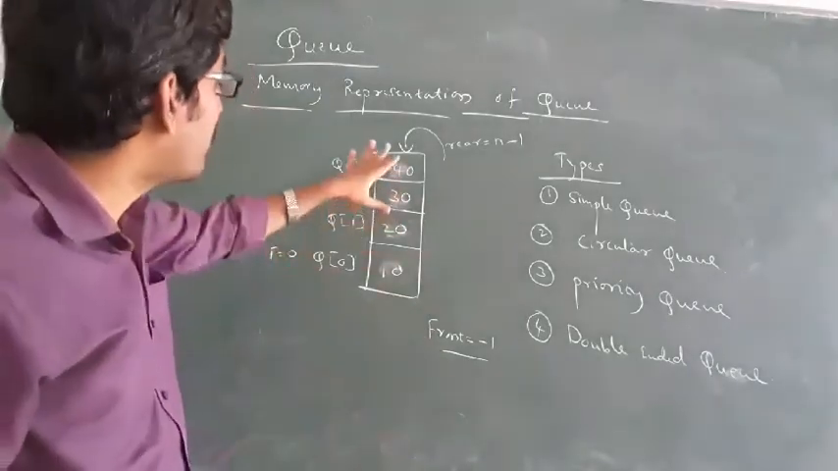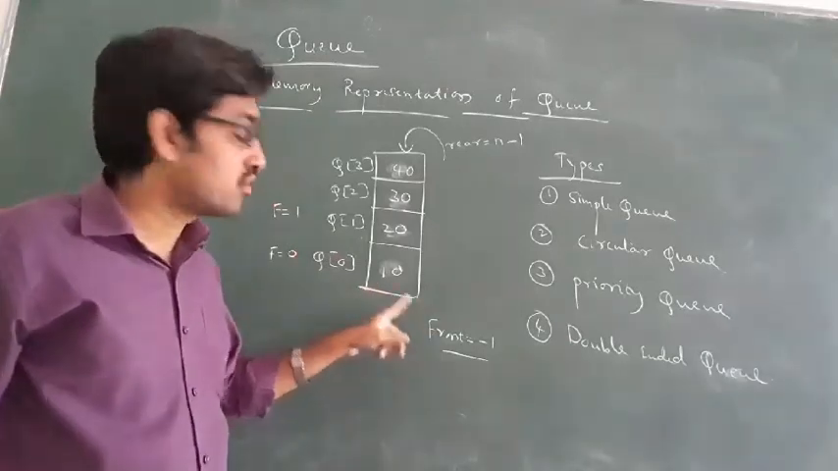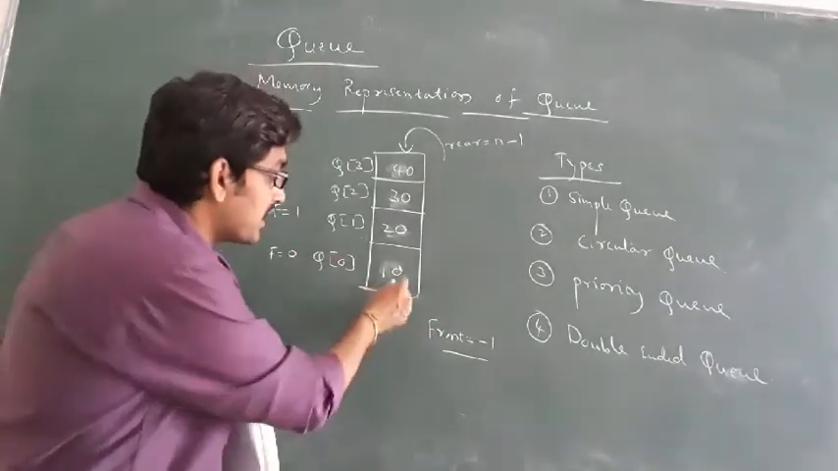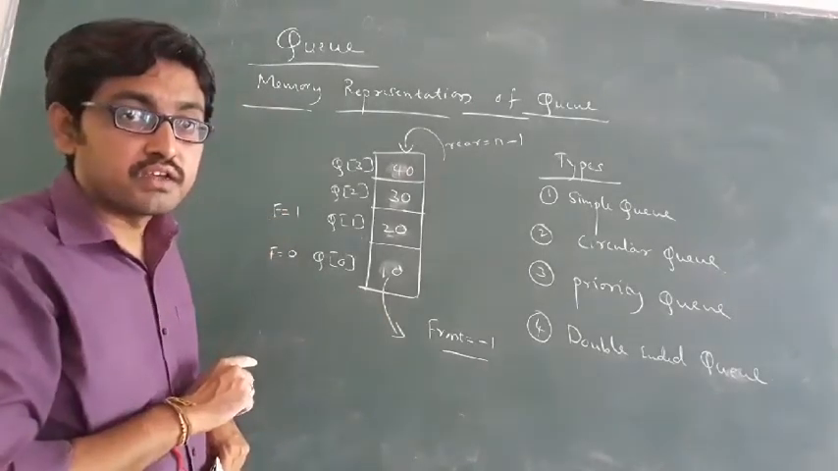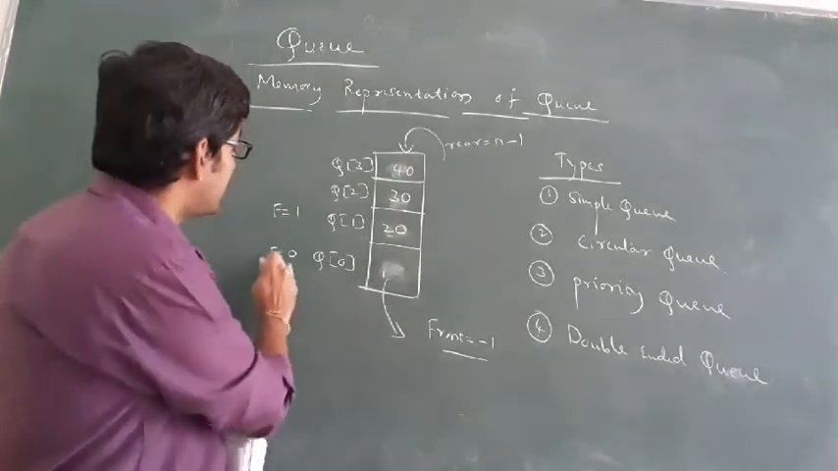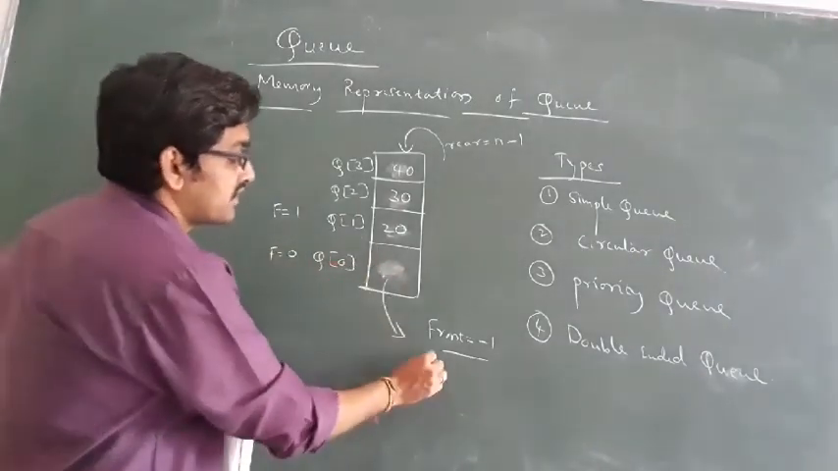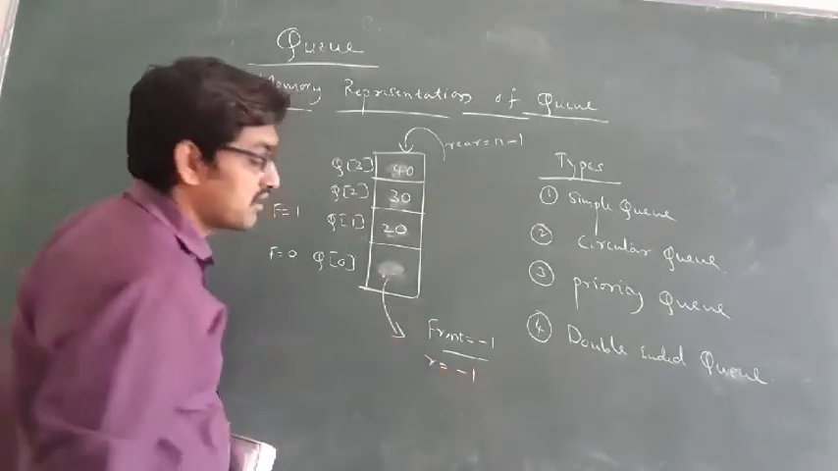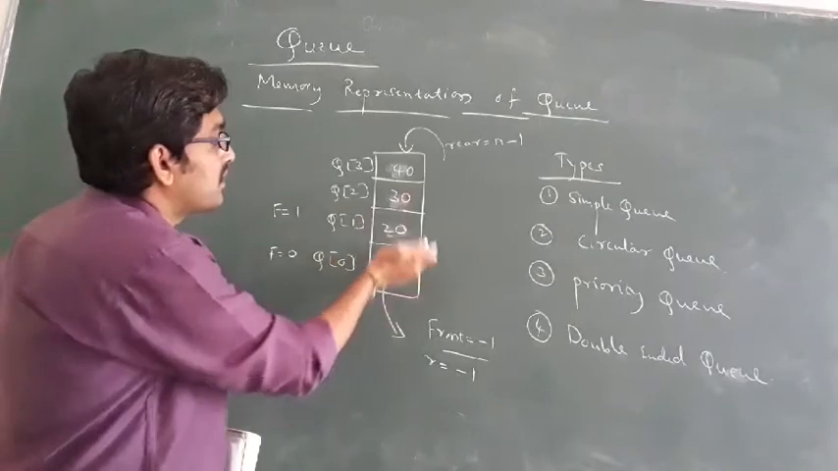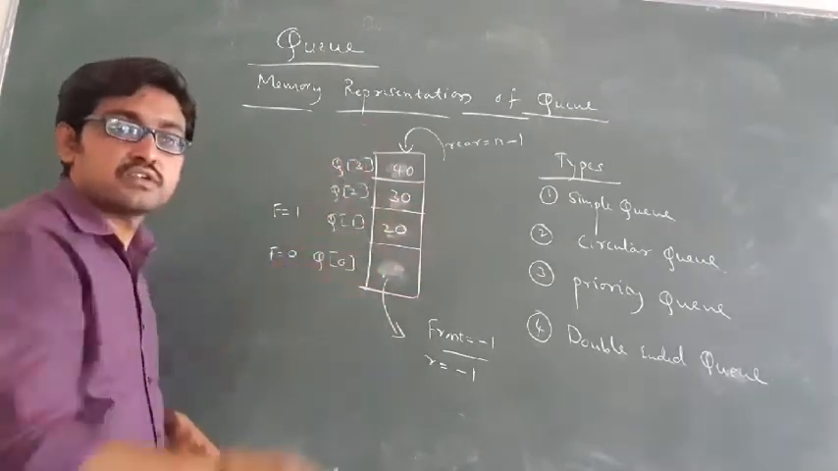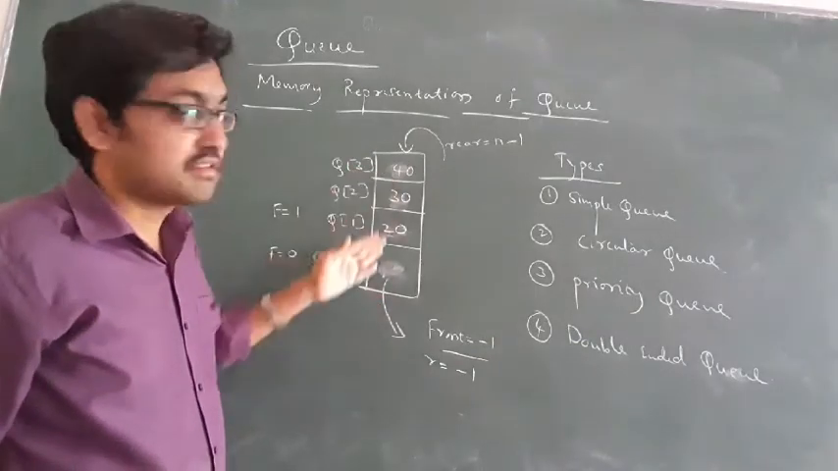Then I want to delete the element. First 10 will be deleted from the Q. Then 10 is deleted. Then the rear, first time, rear and front are at -1 and so on. Next 20 will be deleted, then 30 will be deleted, and 40 will be deleted. Okay, got it? Like this it will be deleted.